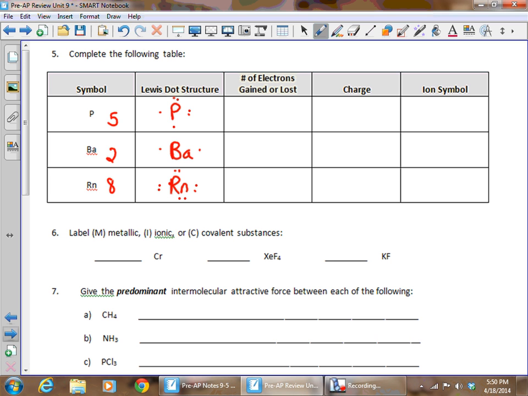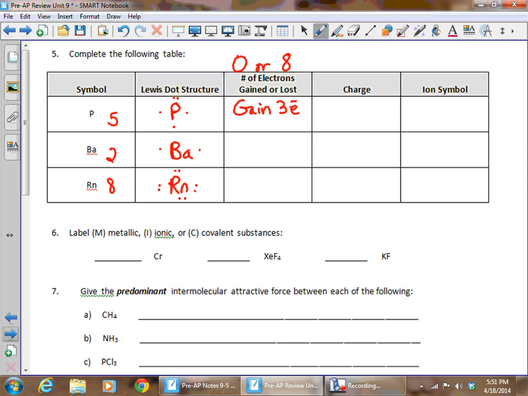Remember, when we're trying to decide how many electrons are gained or lost, the rule is 0 or 8. We either want to lose down to 0 or gain up to 8 so that we will end up with a full outer shell of electrons. So for phosphorus, I did the wrong thing earlier. Phosphorus only has 5 valence electrons, so it should look like this. Phosphorus could gain 3 electrons to get its 8, or it could lose the 5. It's always going to go with the least number of electrons it has to mess with. So it's going to gain 3 electrons.